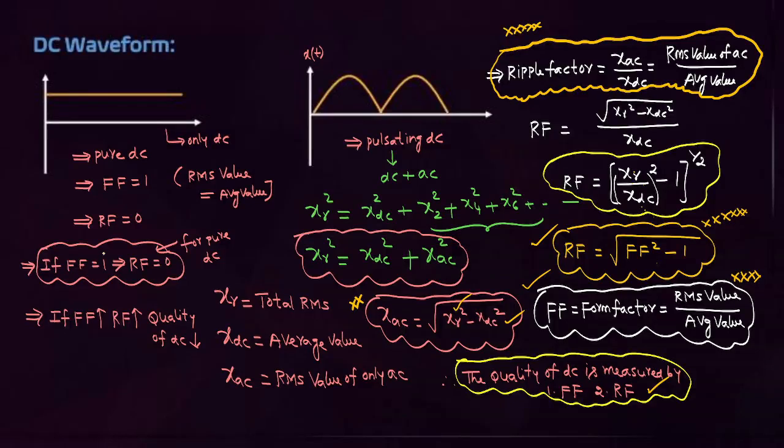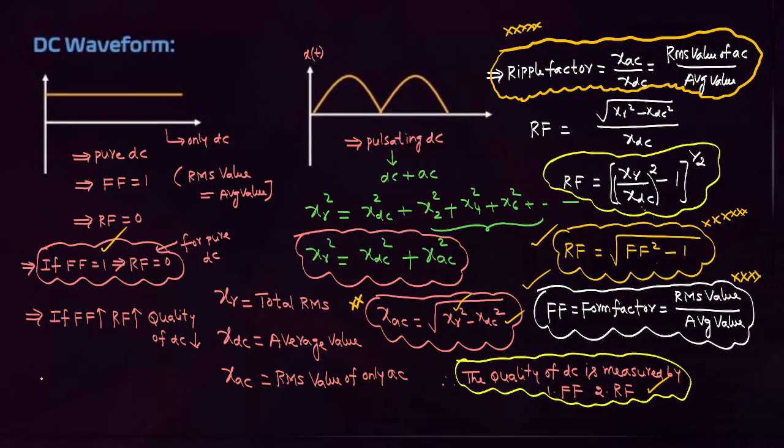If the form factor equals 1, the ripple factor is 0. Ripple factor 0 means there are no ripples, which means DC does not consist of an AC term. In DC, if any AC is present, that is called ripples. If the form factor is 1, the ripple factor is 0, which means pure DC. Important: for pure DC, form factor equals 1.